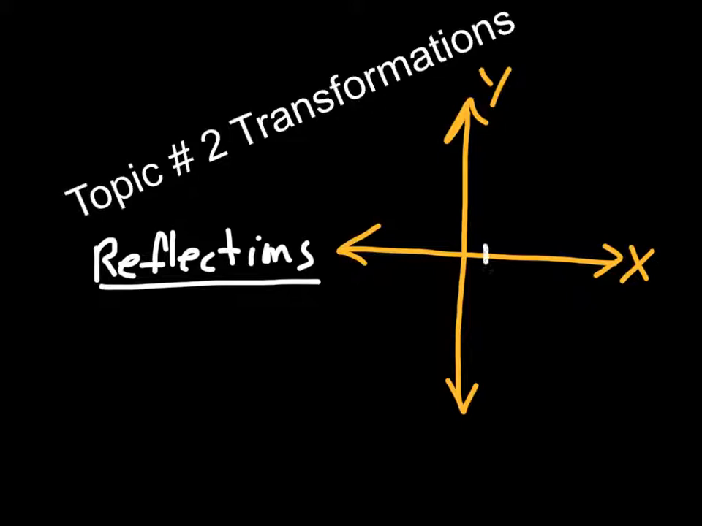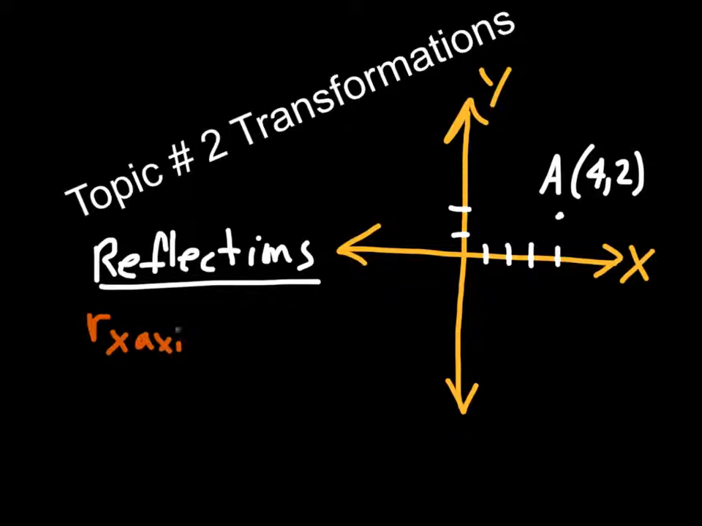So suppose that we started with the point 4, comma 2. We'll call point A 4, comma 2. Let's run through some of the more important reflections that you need to know how to do. When you reflect over the x-axis, it'll keep the x-coordinate the same, so the brand new point, which we'll call A prime, will be 4, comma negative 2, and the point would end up in quadrant 4.